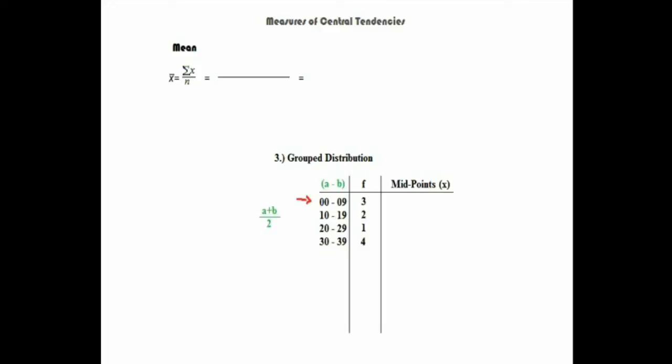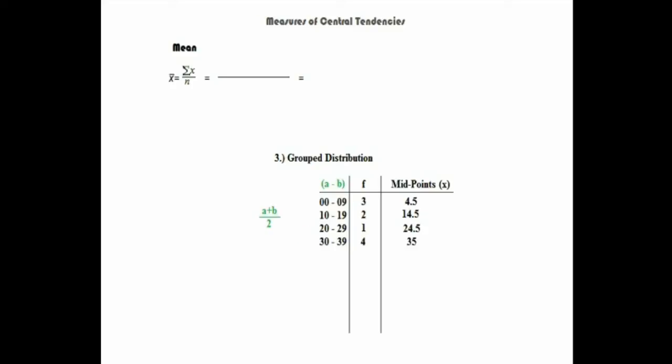So 0 plus 9 divided by 2 is going to give me 4.5. 10 plus 19 divided by 2, that's going to give me 14.5. And 20 plus 29 divided by 2 is going to give me 24.5.